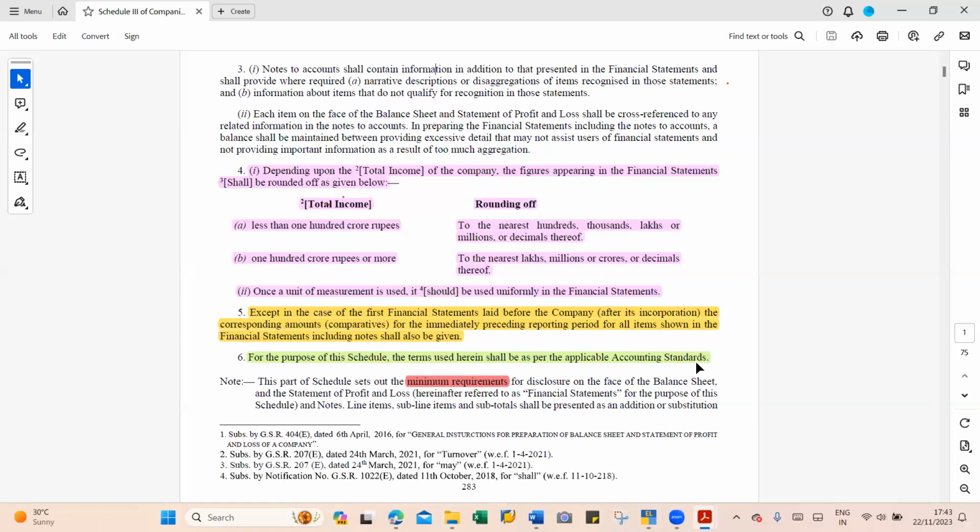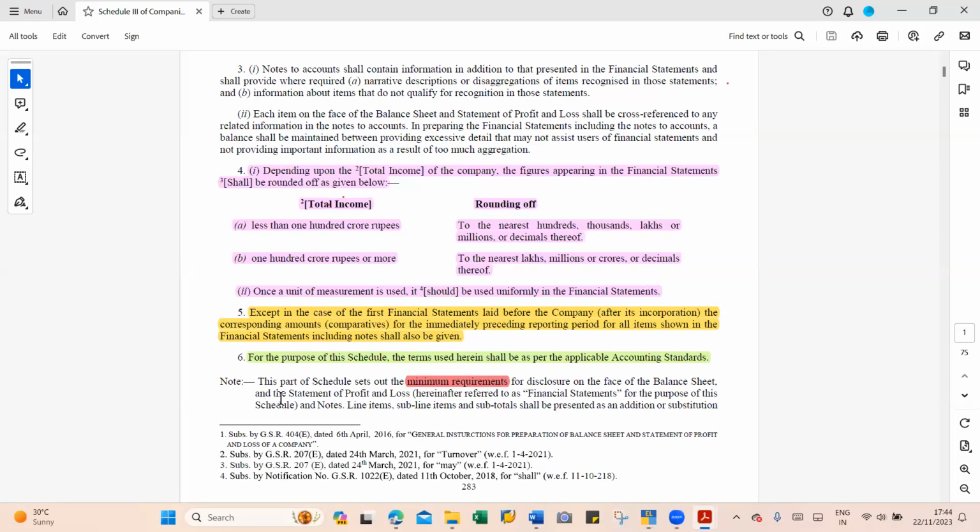Why are we following this schedule? Because this particular entity is supposed to follow accounting standards. So you have to follow all the terminologies which are being used in accounting standards while you are preparing these financials. You should use all terminologies which are used in the applicable accounting standards. That is what they are trying to say.